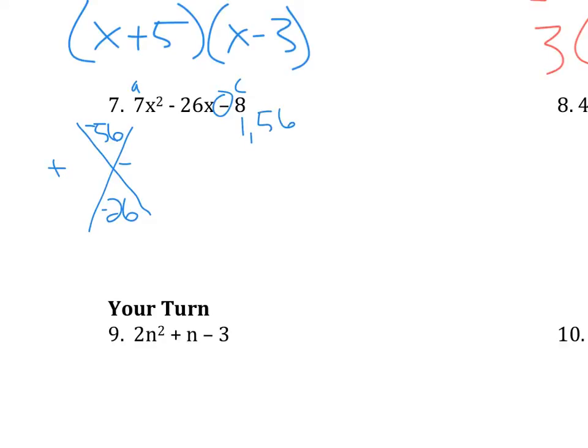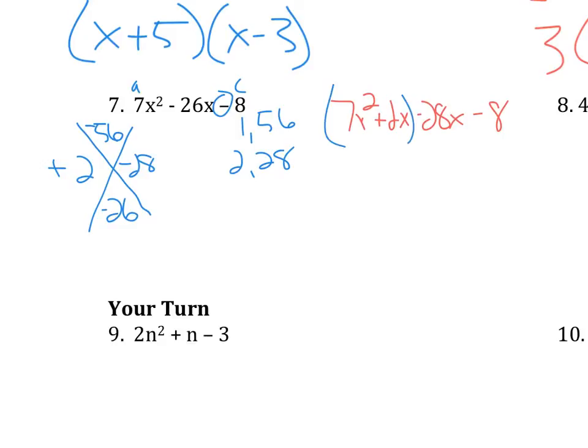Well, that's a difference of 55. That doesn't work. I have 2 and 28. It's a difference of 26, so that works. And I want -26, so -28 is going to go there. 2 is going to go there. And then as we do our grouping, we get 7x squared plus 2x minus 28x minus 8. Then we group.